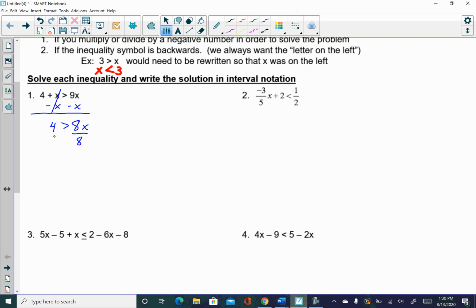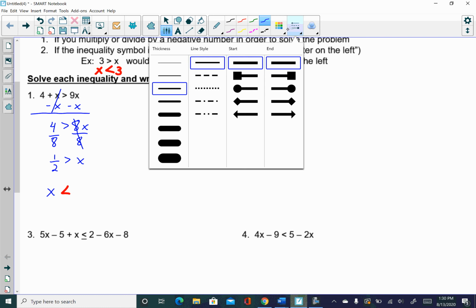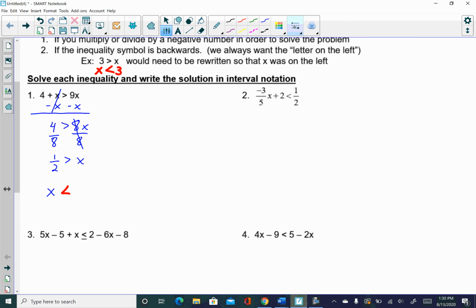Divide by 8. Remember, you always divide by the number beside your letter. 4 divided by 8 reduces to 1/2. So 1/2 is greater than x. This is backwards, right? So since it's backwards, let's rewrite it. So x is, flip the inequality sign. I'm going to change my color there just so I emphasize that for you. So here we say x is less than 1/2. This would be the solution to the inequality.